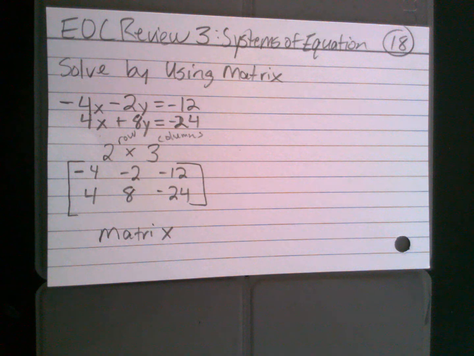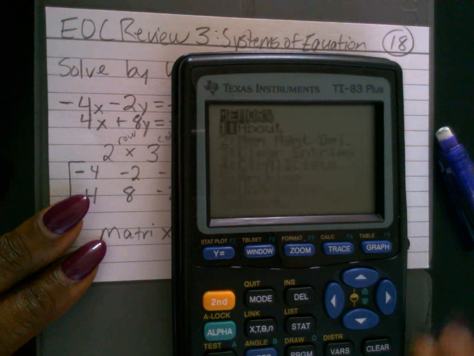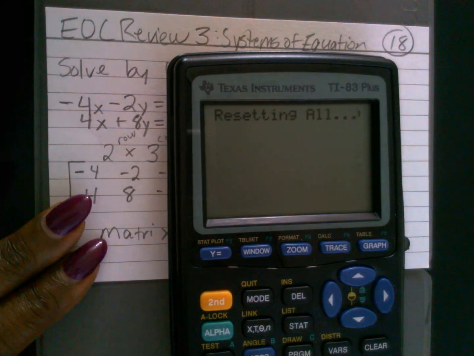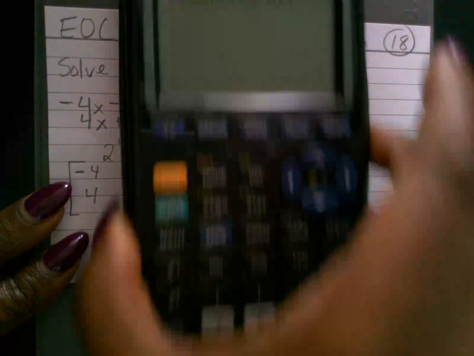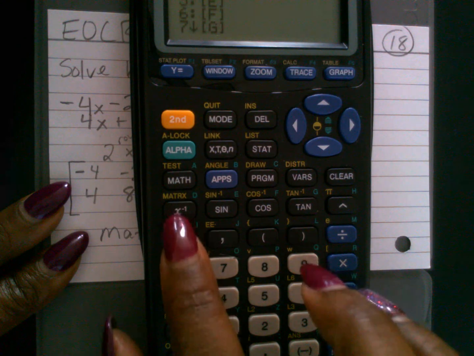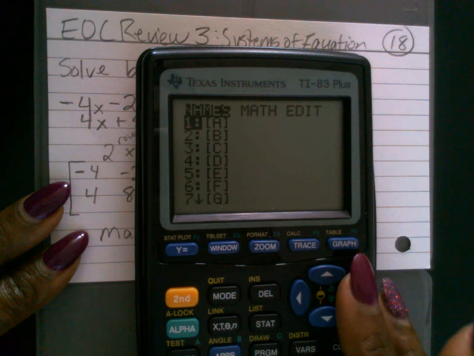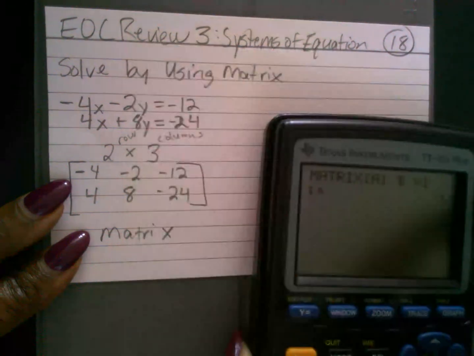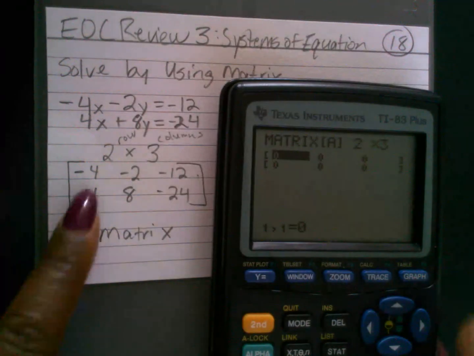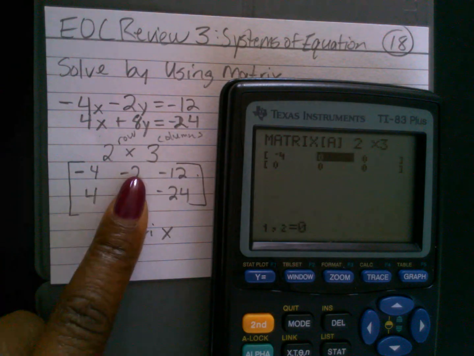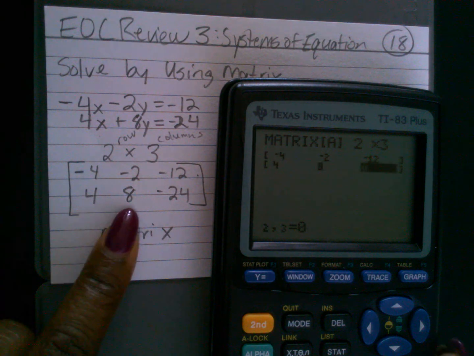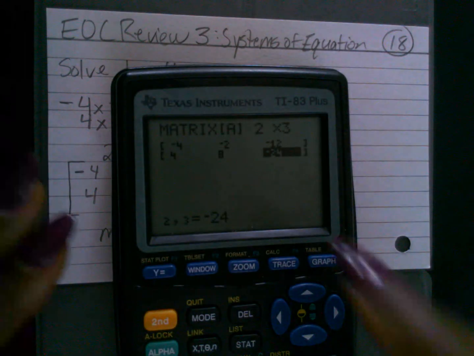All right, so I'm going to clear my calculator. Second plus 7, 1, 2, reset it. Now you go to matrix in the calculator. Notice how matrix is in yellow, so you press the second button and matrix. We're going to create a matrix. Go over to edit and press enter, and you're going to create a 2 by 3. 2 rows, enter, 3 columns, enter. I'm going to type one number in at a time. -4, enter. -2, enter. -12, enter. 4, 8, and negative 24, enter. Press enter after every one.